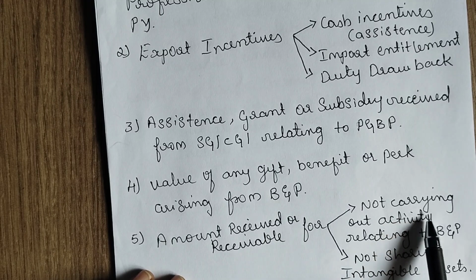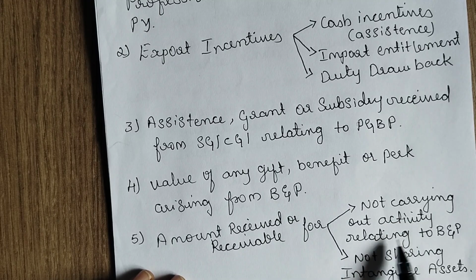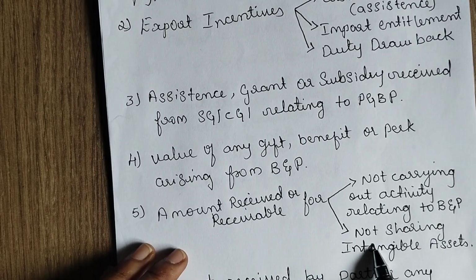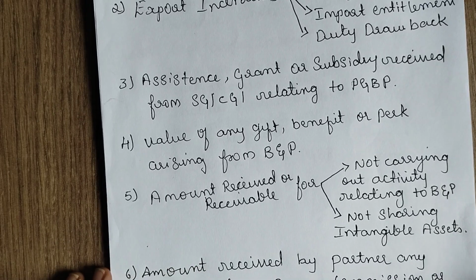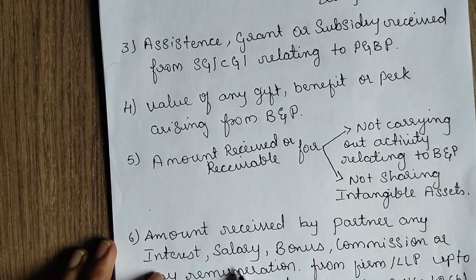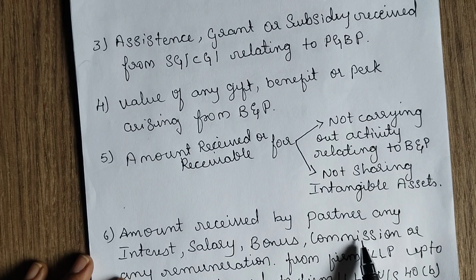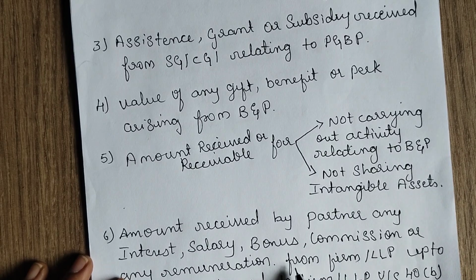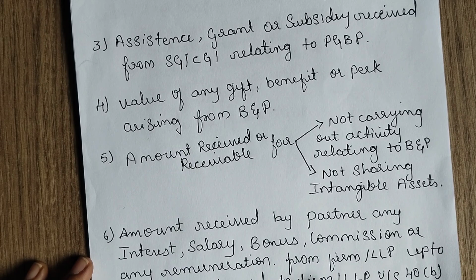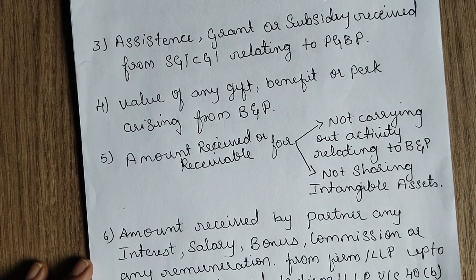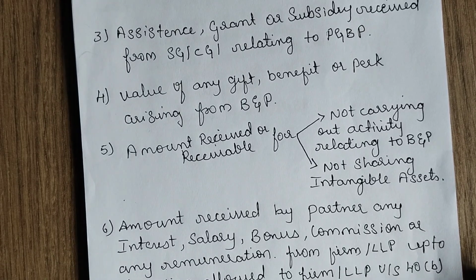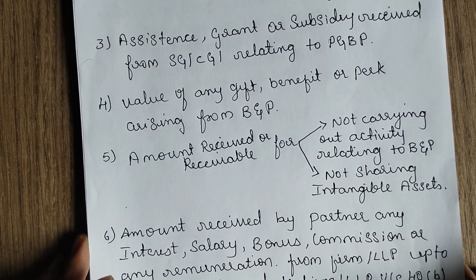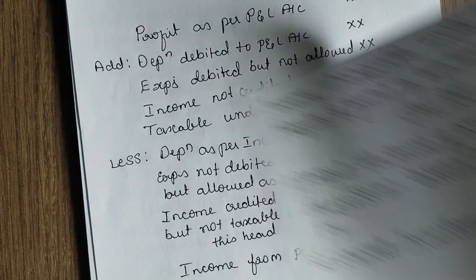It can be for not carrying out an activity relating to business or profession, or not sharing intangible assets. Then any amount received by the partners. It can be interest, salary, bonus, commission, or any remuneration from the firm or LLP, up to the deduction allowed to the firm under section 40B, will be considered as business income.